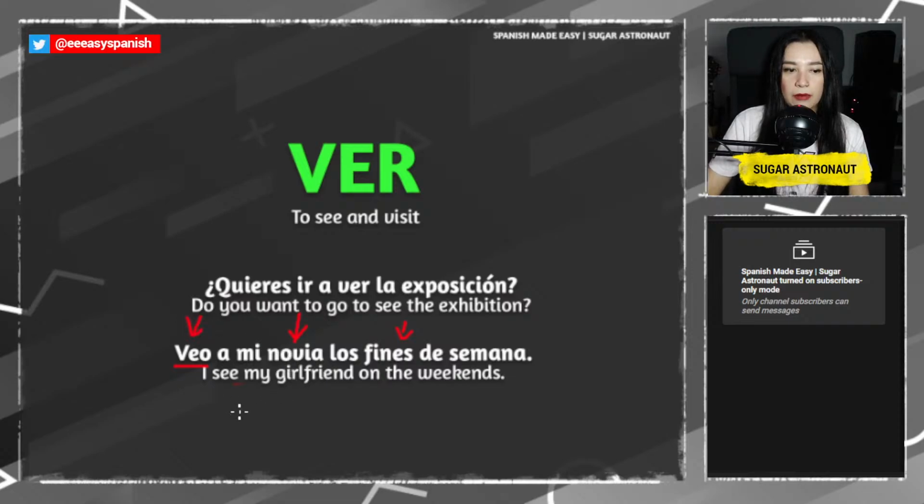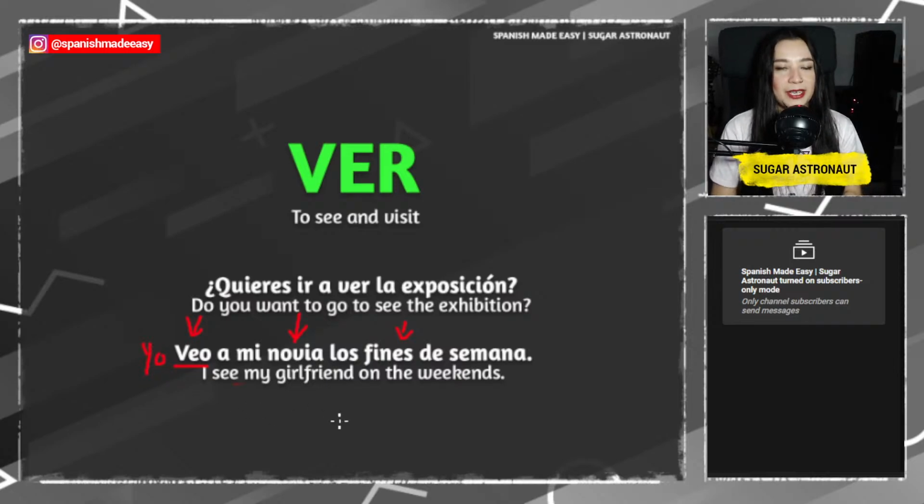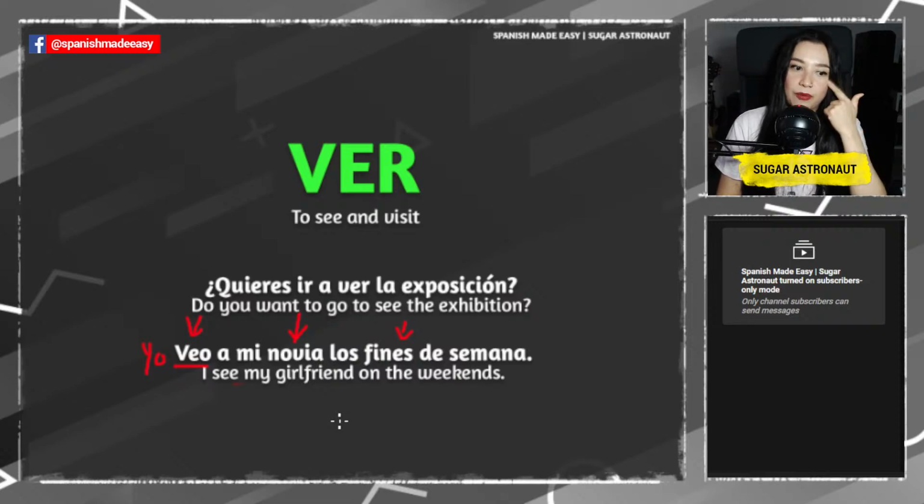Veo, here's the verb, veo, I see. Okay? Yo veo. Technically, remember that in Spanish, all Spanish speakers don't say the personal pronouns all the time, because the conjugation of each verb in Spanish is so different for each personal pronoun. So you really don't need the personal pronoun. You don't need them because the conjugation is very unique for each pronoun. So technically you're saying here, yo veo a mi novia los fines de semana, but obviously you don't need yo. You can just say veo a mi novia los fines de semana.